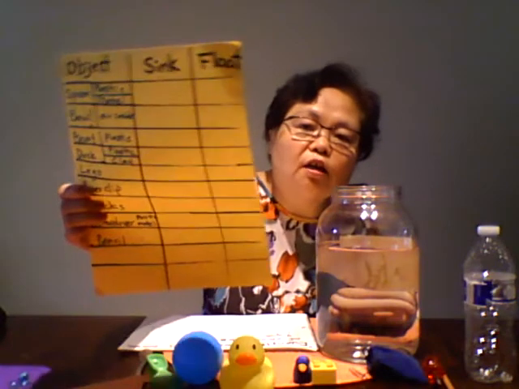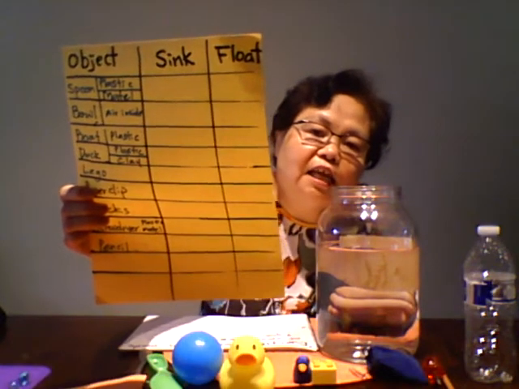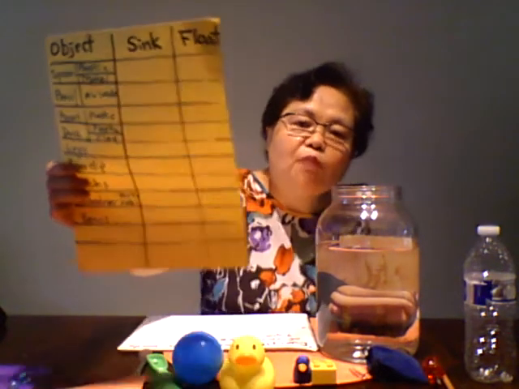Before you do that, you can guess which one will float or sink. So I made a chart like this one: object, sink, and float. You can mark it every time you put something in. Okay, so let's find out.